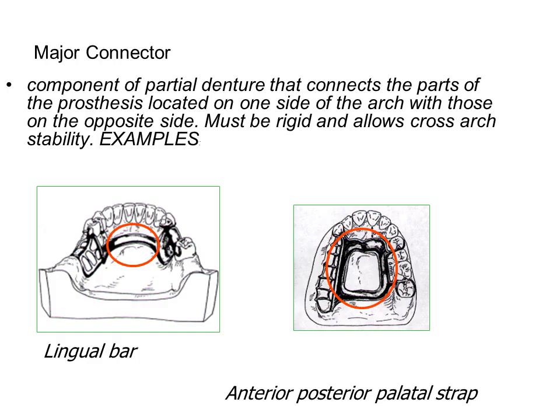A major connector connects components across the arch. This provides cross-arch support and distributes stress. To appreciate this, imagine cutting the lingual bar in half with the subsequent rotational instability of the components. The main requirement of the major connector is rigidity. In the absence of rigidity, the partial will be unstable and traumatic to the abutment teeth. The lingual bar and a P-strap are shown as two examples.